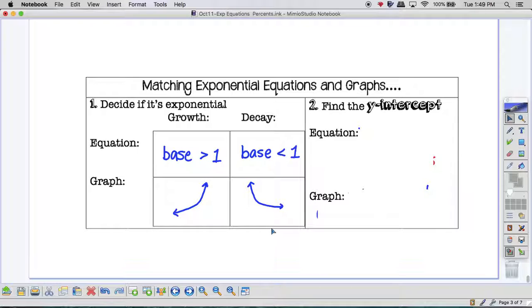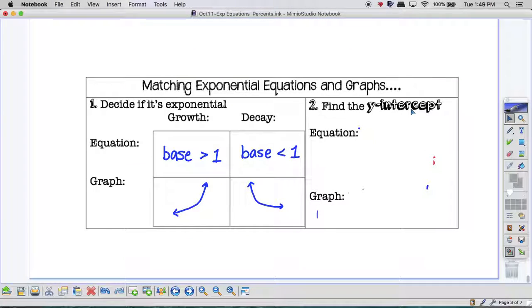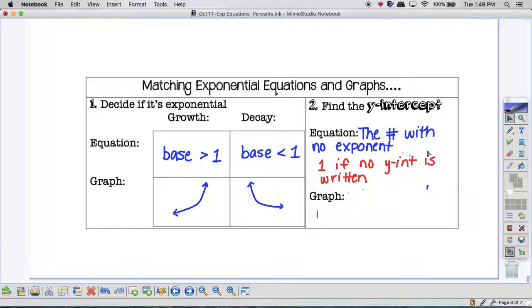So that's part of the way that you can tell which equation matches with which graph if I give you a matching one. Okay, the other thing that we can look at is the y-intercept. How can we tell where the y-intercept is in our exponential equation? The y-intercept is going to be the a value, the number with no exponent. And if there is no y-intercept, the y-intercept is going to be 1. And then you could see what matches. You could look at where the graph crosses the y-axis to be able to tell which is which.